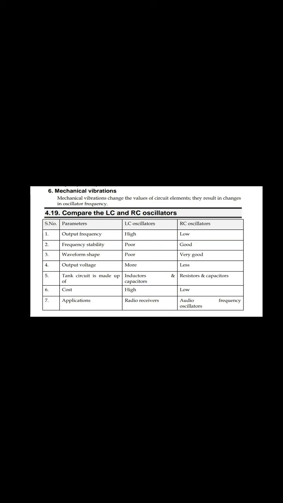Frequency stability: the RC oscillator has good stability, LC has low, because RC uses bulky components at lesser cost, that is the advantage. There is no winding in RC, whereas in LC we have the winding, so proper tapping has to be done. So frequency stability is low in LC. Wave shape: LC has a poor wave shape, RC has a very good one. The output voltage is more in LC and less in RC.